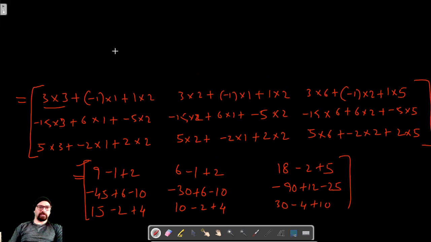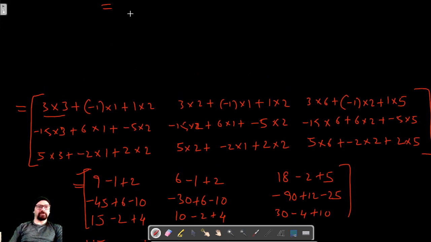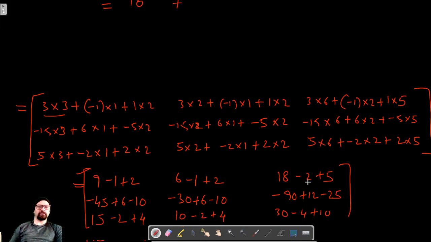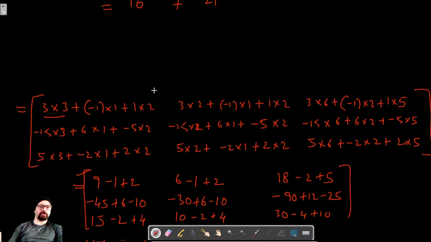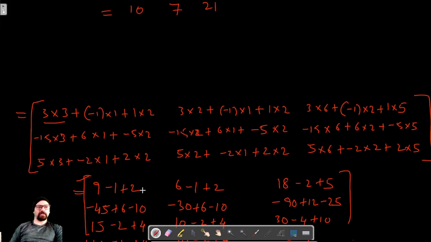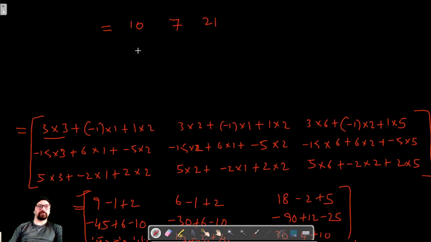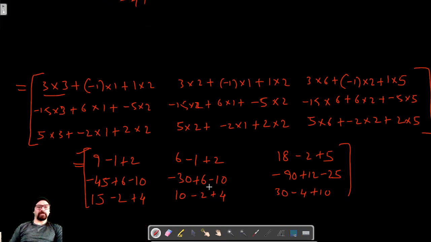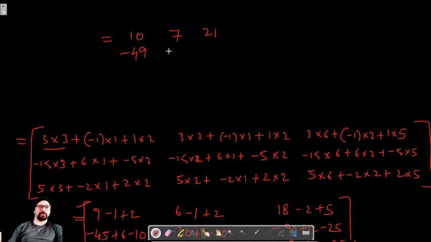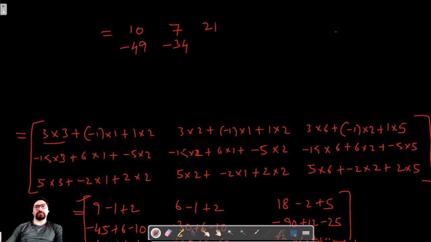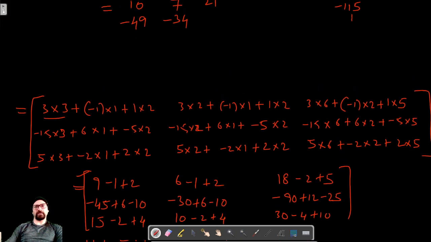This should give us the final result. So 9 minus 1 is 8 plus 2 is 10. 6 minus 1 is 5 plus 2 is 7. 18 minus 2 is 16 plus 5 is 21. Minus 45 plus 6 is minus 39, minus 30 plus 6 is minus 24, and minus 90 minus 25 is minus 115 plus 12.